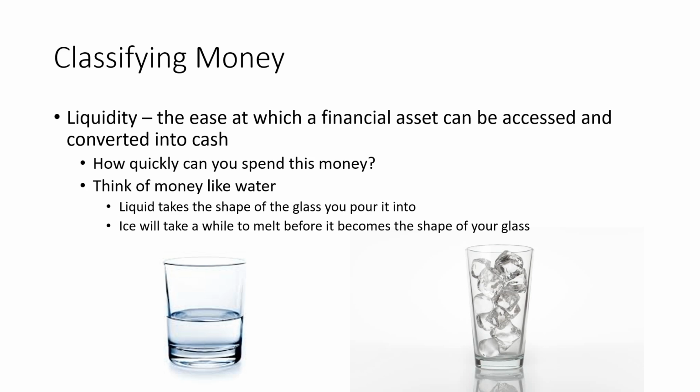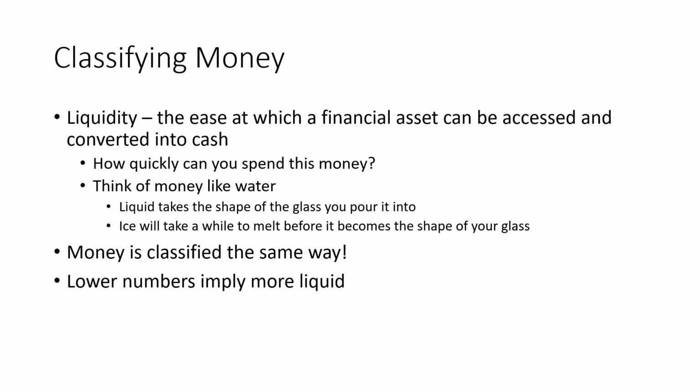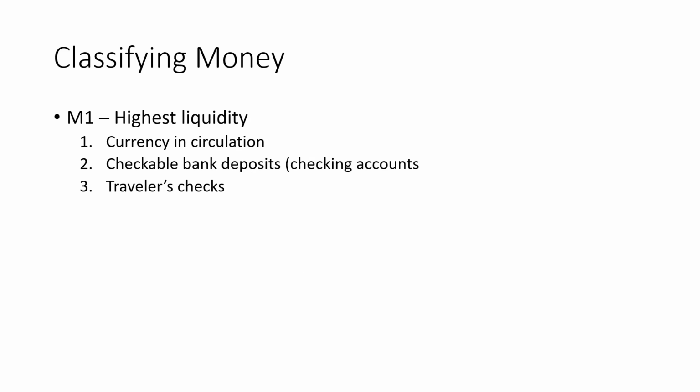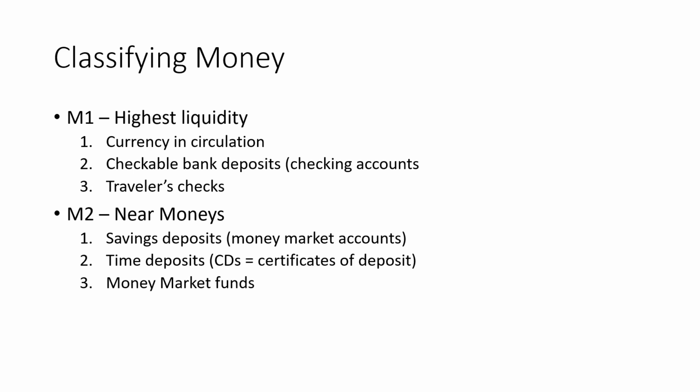We'll talk about M1, M2, and M3 money, and the lower the number is, the more liquid the money. So M1 is the highest liquidity, and M2 we call near monies. M1 contains currency in circulation, checkable bank deposits, like checking accounts, and traveler's checks. And M2 is near monies, which includes savings deposits. So this usually is in a money market account, time deposits, and then money market funds.